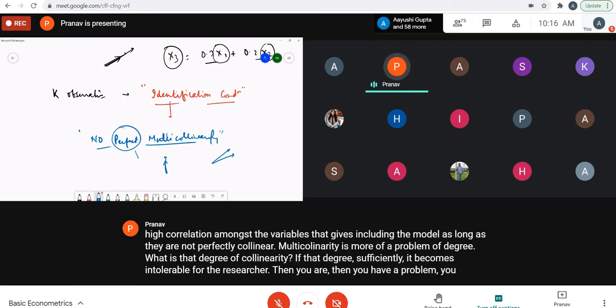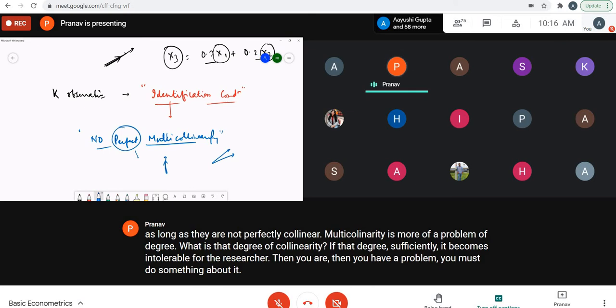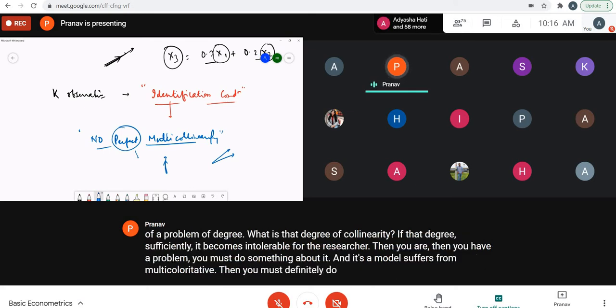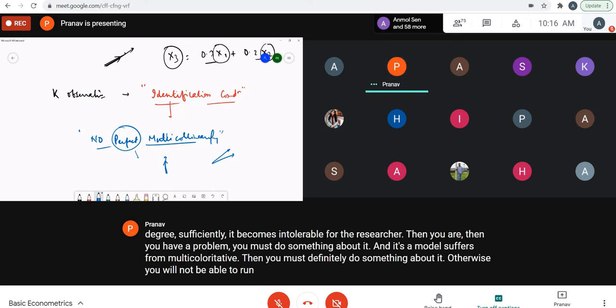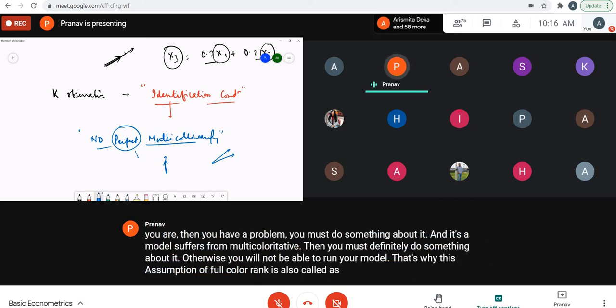You must do something about it. And if the model suffers from multicollinearity, then you must definitely do something about it. Otherwise, you will not be able to run your model. That's why this assumption of full column rank is also called the identification condition.